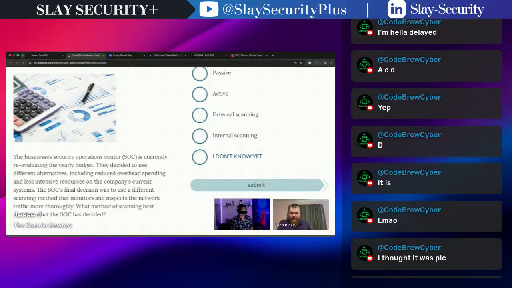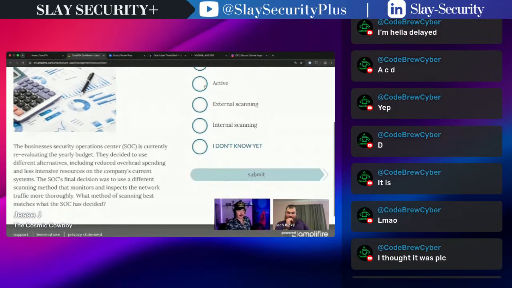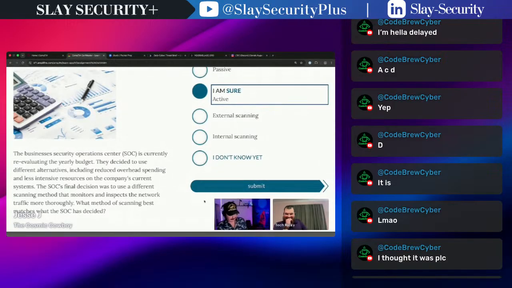I'm trying to filter the question and get all the BS out of it so I can just get to the meat of it. So a SOC decided to use different alternatives, including reduced overhead spending, and a method that monitors and inspects the network traffic more thoroughly. What method of scanning best matches? I would say active. Okay, send it. What do you think? I'm going to go with it because you said it.